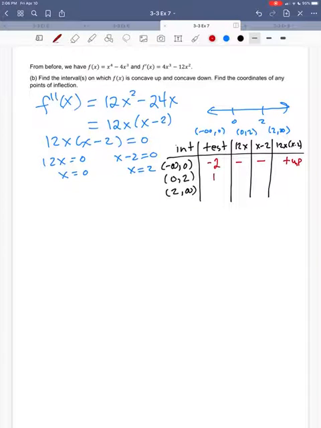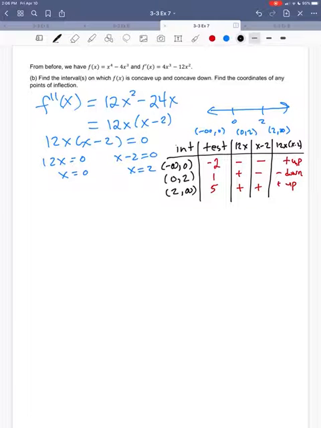If I plug in a number between 0 and 2, that might be 1. 12 times 1 is positive. 1 minus 2 is negative. A positive times a negative is a negative, so it would be concave down in that interval. And then finally, for something greater than 2, I could put in 5 if I want. 12 times 5 is positive. 5 minus 2 is positive. So that's going to be positive, and that means it's concave up there.